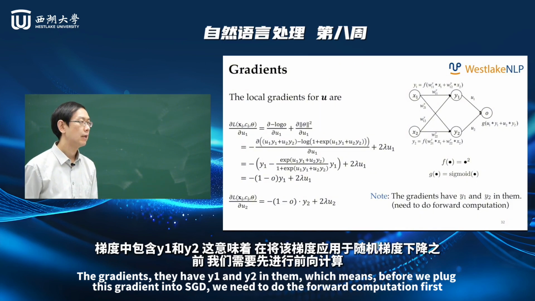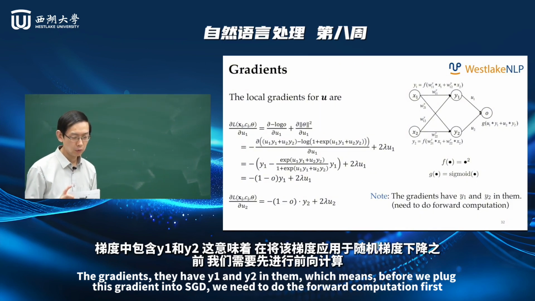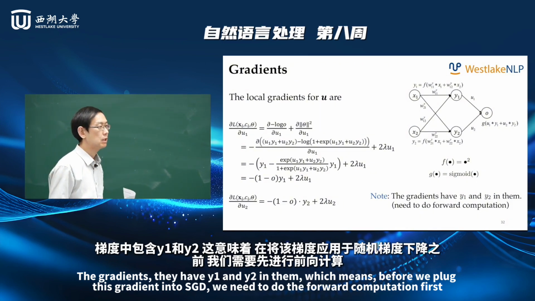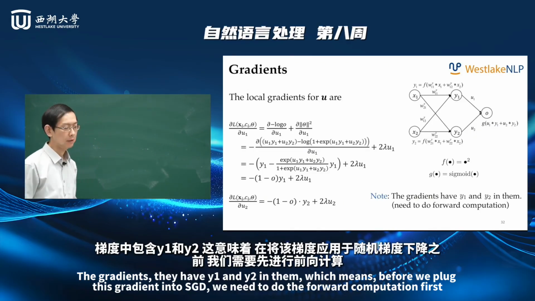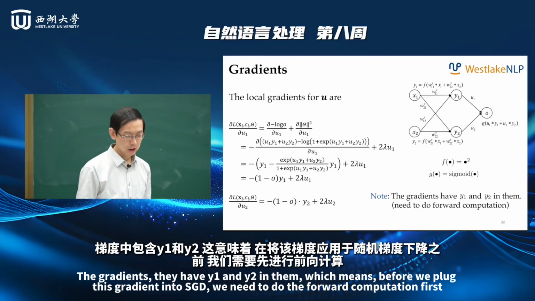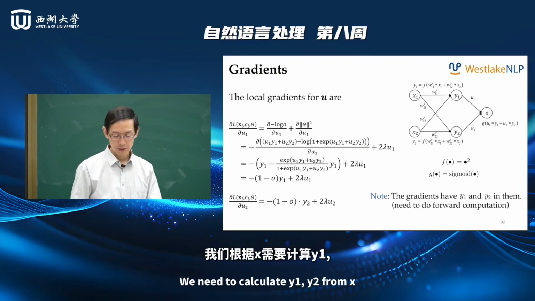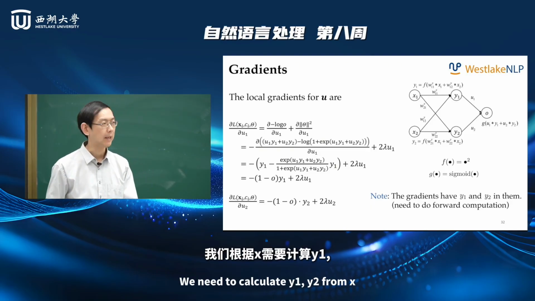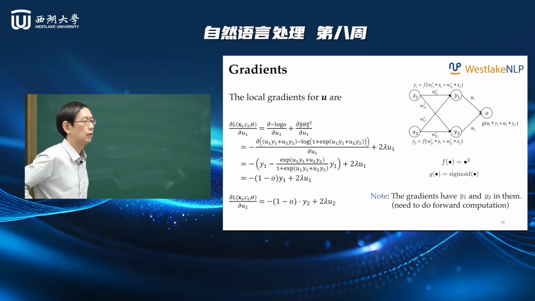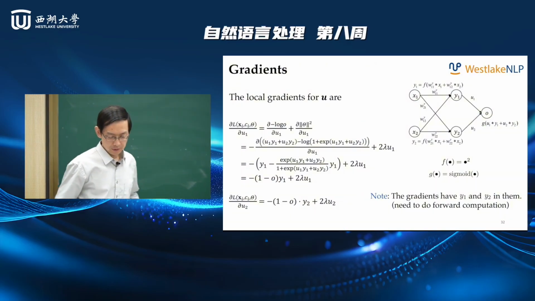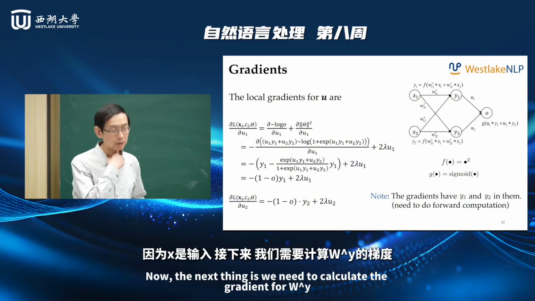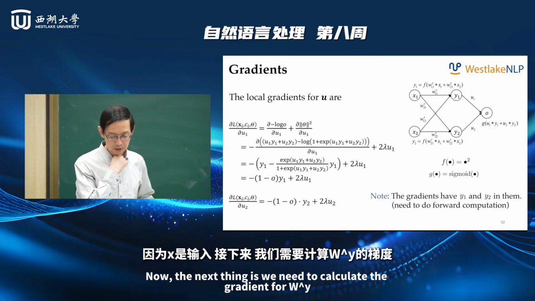The gradients have y1 and y2 in them, which means before we plug these gradients into SGD, we need to do the forward computation first. We need to calculate y1 and y2 from x, because x is the input. Now the next thing is we need to calculate the gradient for wy.